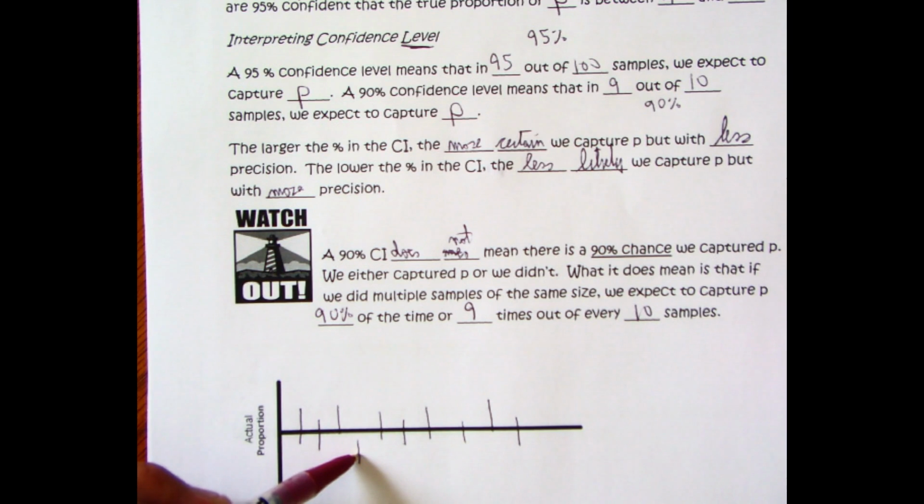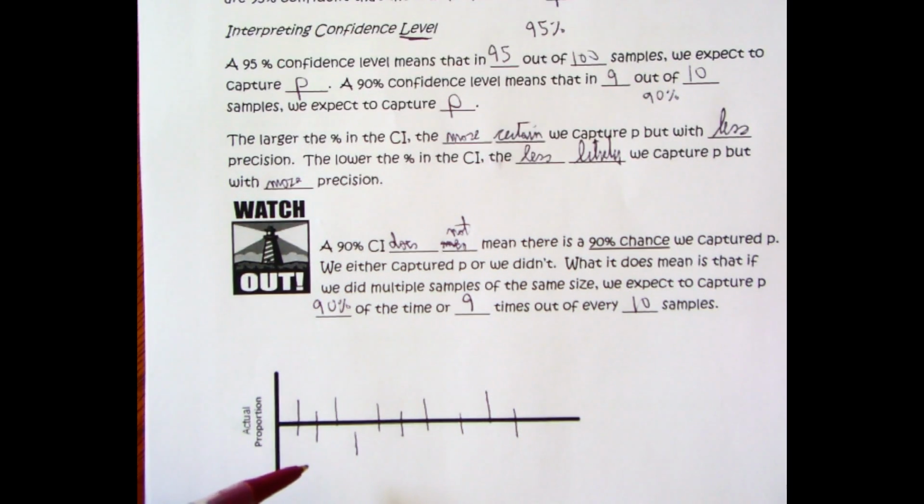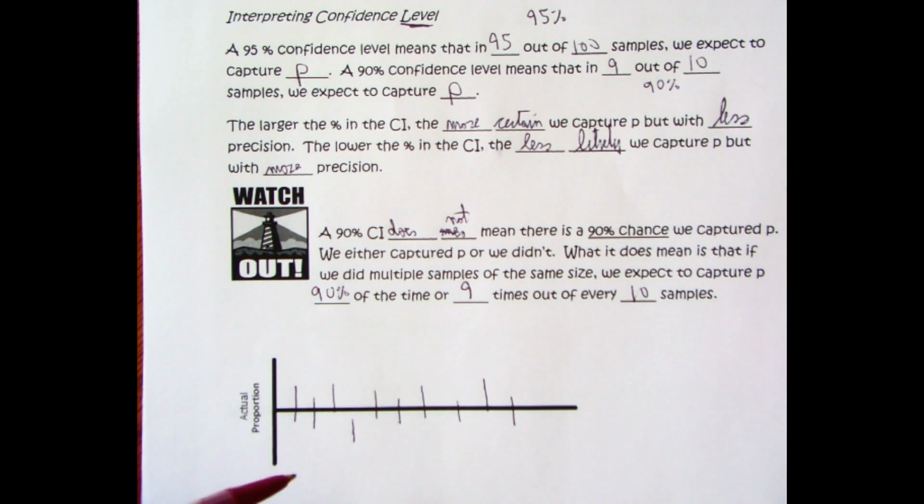Okay? It doesn't mean we did anything wrong. It's just that the P hat came out well below what the P value is, and our interval didn't happen to capture P this time. Okay? So that's what happens. So if we did a 95% confidence interval, then if we did 100 of these, we'd expect 95 of them to cross the line and 5 of them not to.